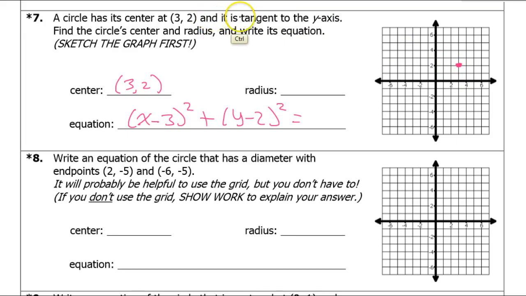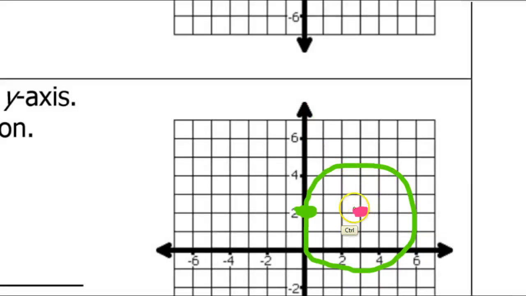But this circle is tangent to the y-axis. That means if I were to graph a rough sketch of this circle, it would go something like this. Now this is a rough sketch, but I'm being careful to make sure that it touches the y-axis. The point where it touches is going to be even with the center. So if the center is here at a y value of 2, then the point of tangency is also going to be at 2. So this is a point on the circle, the point of tangency. And that point is 0, 2.